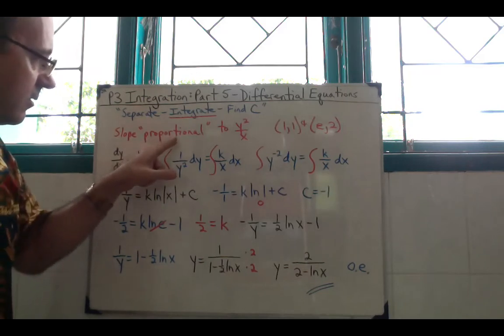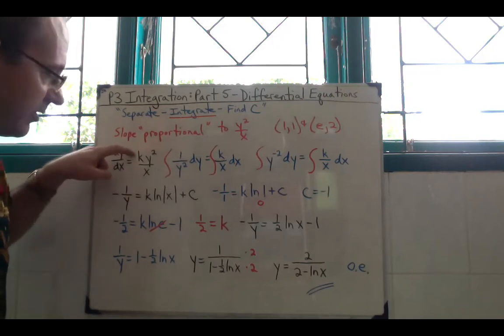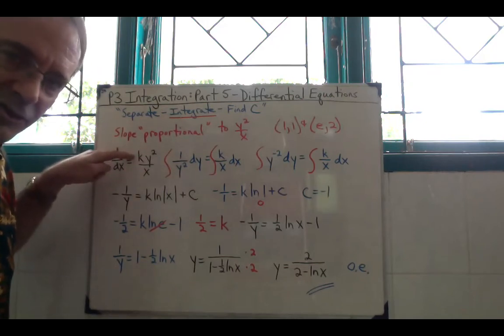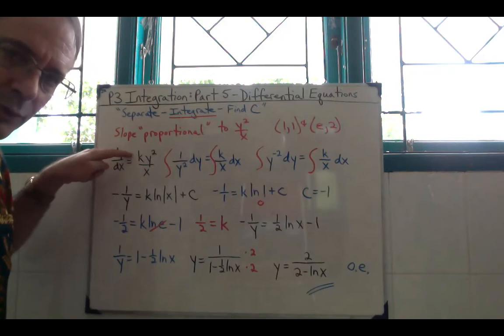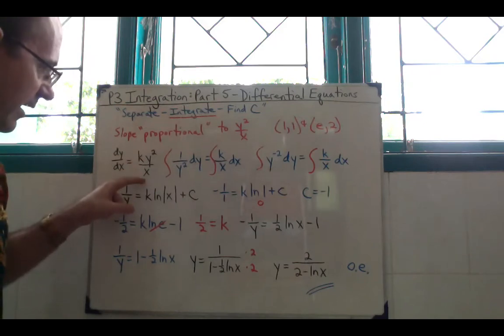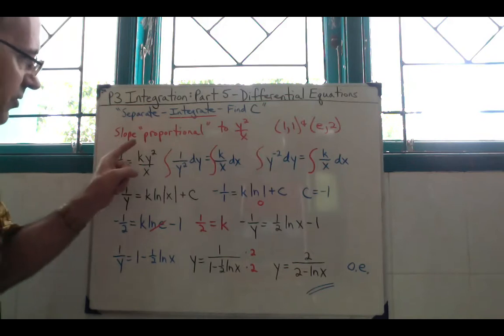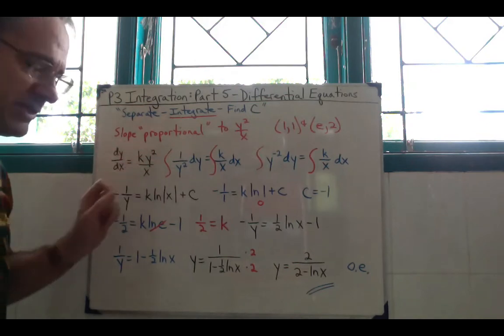Equals, or is, that's our equals, proportional to, here is our proportionality constant. Don't forget it, the k, very important to get you started off right. And then it's proportional to the y squared over x. So it's just k times y squared over x. So this is our differential equation.